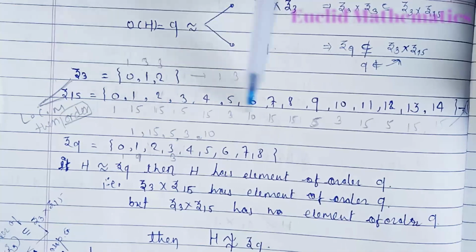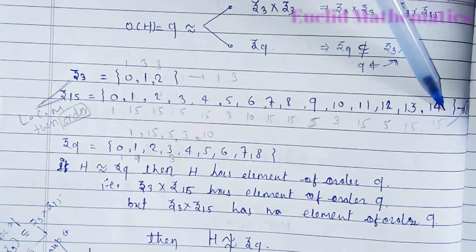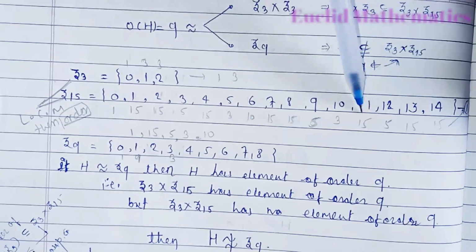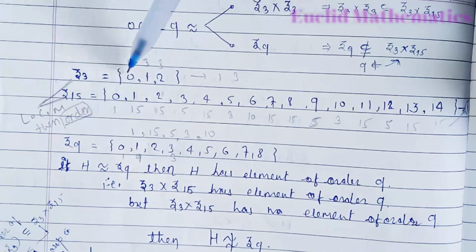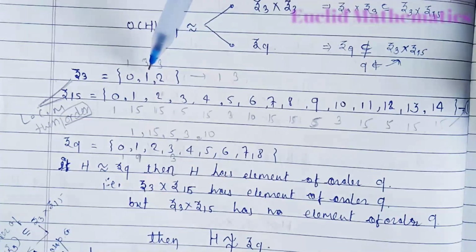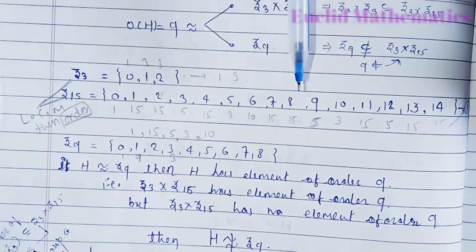Similarly, for the elements of each order from Z15, 0 has order 1, 1 has order 15, and similarly you can find the remaining elements. Very easy. So now take their LCM: LCM of 1 with 1, 1 with 15, 1 with 3, 15. We have to take their LCM and find out which elements the LCM contains.